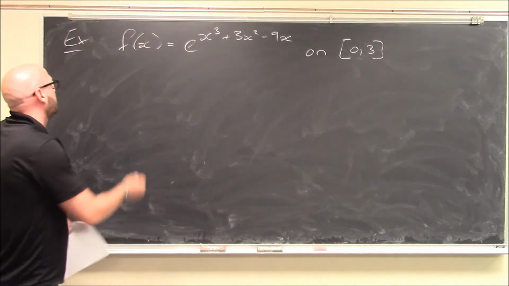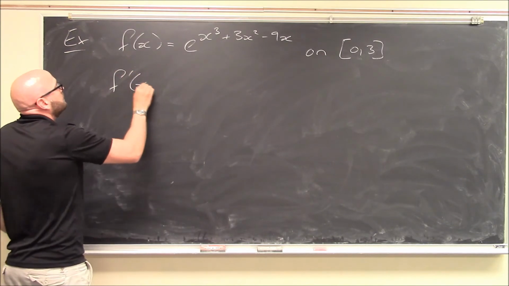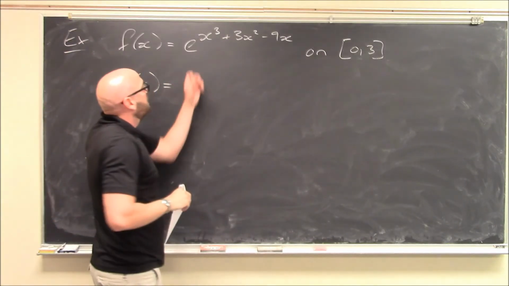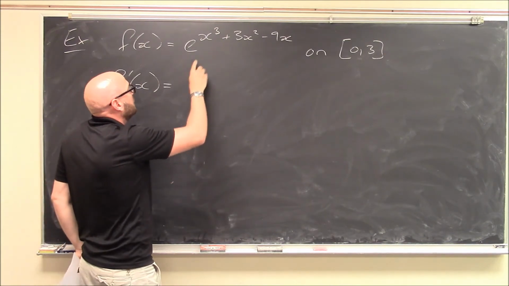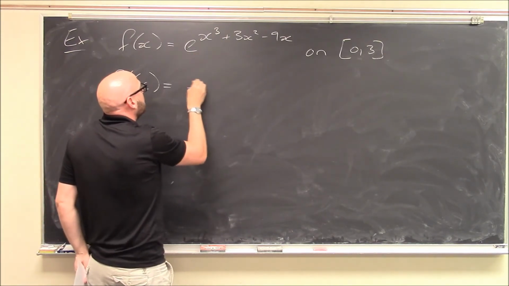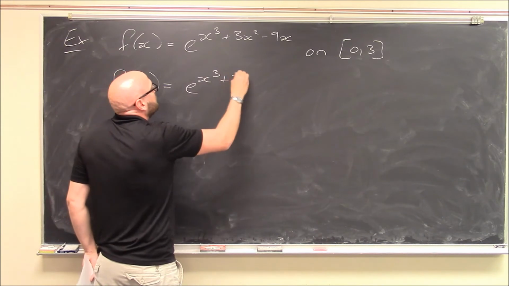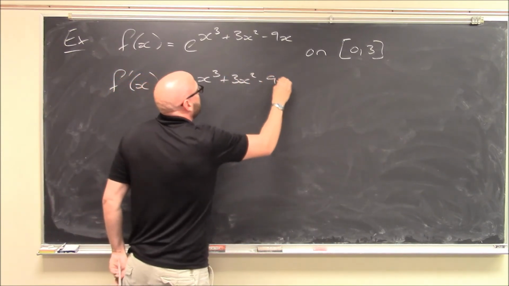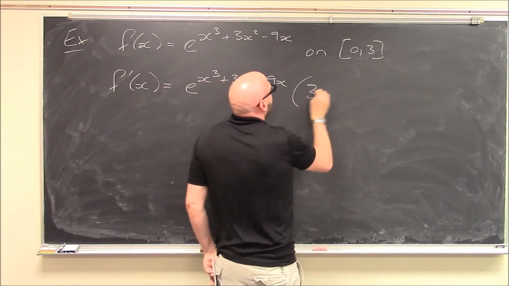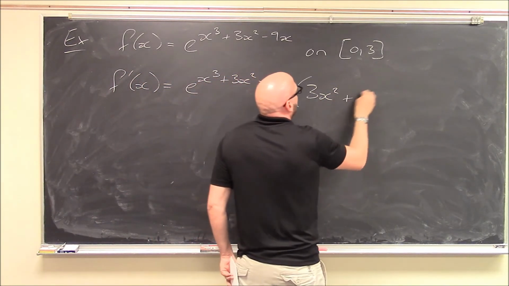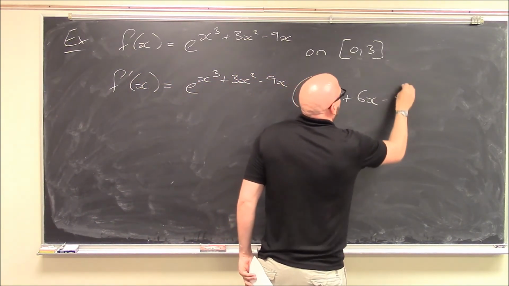So first step, critical numbers, take the derivative. What do we have? We've got e to a function of x, so we're looking at our special case of the chain rule number 2. The derivative is e to that same function times the derivative of the exponent: 3x squared plus 6x minus 9.